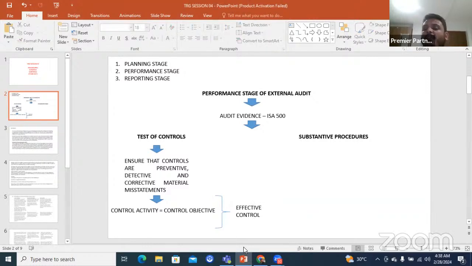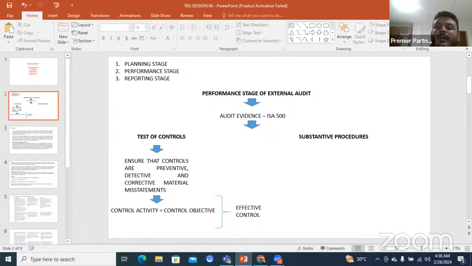So when controls are effective, there will be fewer misstatements, and in audit risk we also study control risk. Fewer misstatements because of effective controls, more misstatements because of ineffective controls. So we perform test of controls to see whether control activity is equal to control objective or not equal to control objective. In other words, whether control is effective or ineffective. If control is effective, fewer misstatements. If control is not effective, more misstatements. This is a part of test of controls. So this can definitely be tested, right?